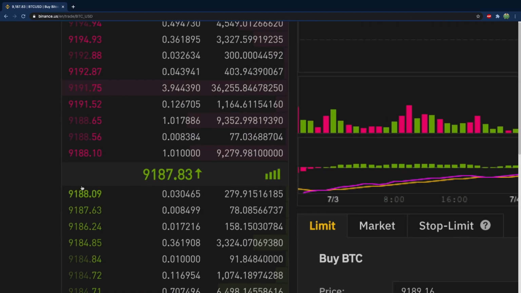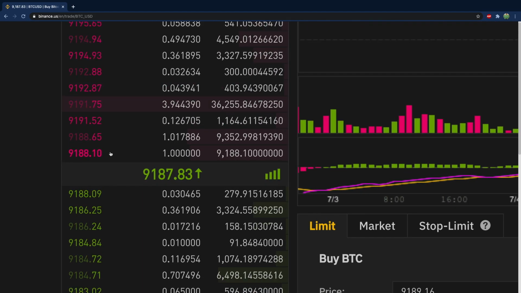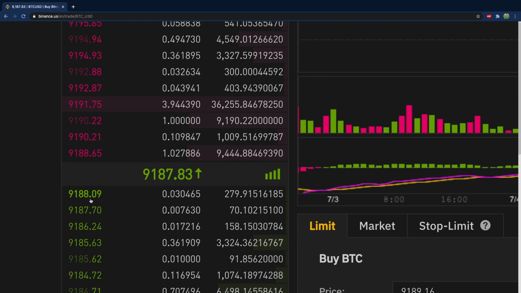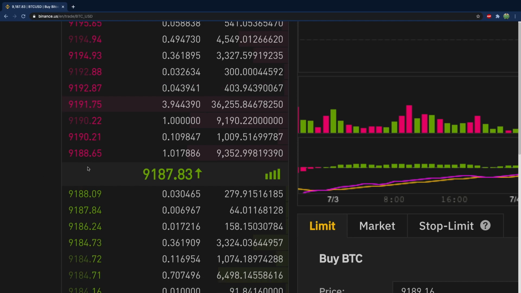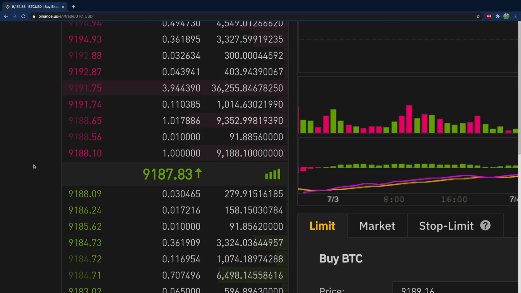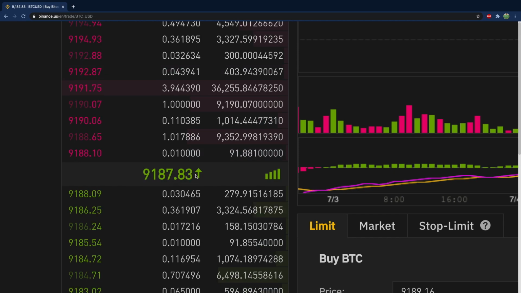So if I zoom in here, you can see that this number, 9188.10, is so close to 9188.09. And the numbers always change, so I might have got the numbers off just a little bit by the time I finish the sentence. But the point is, the numbers meet in the middle to an agreed upon price.